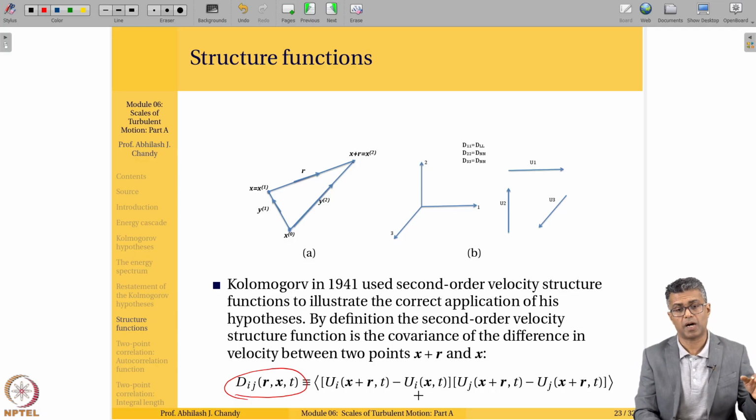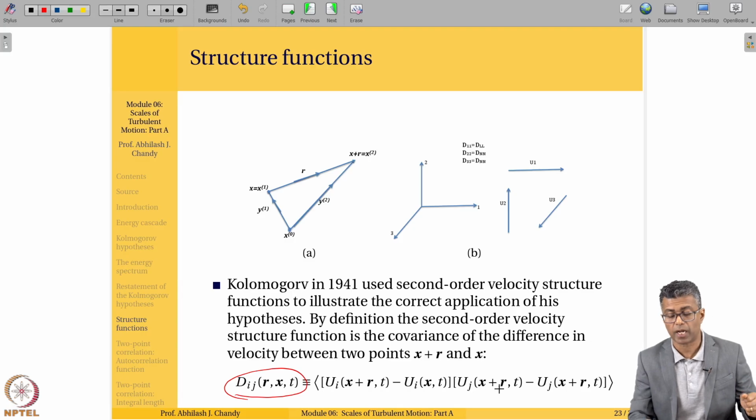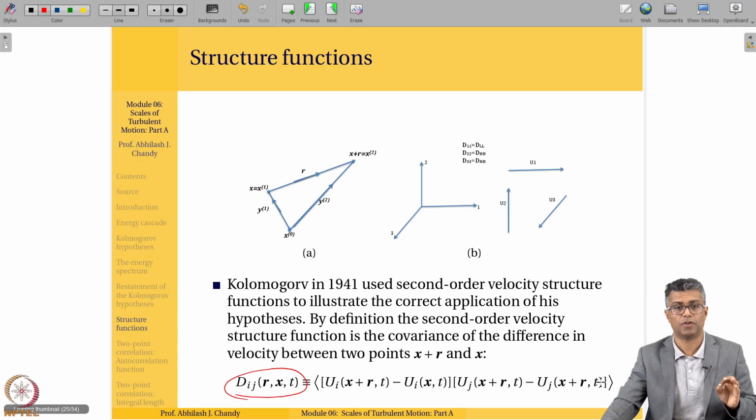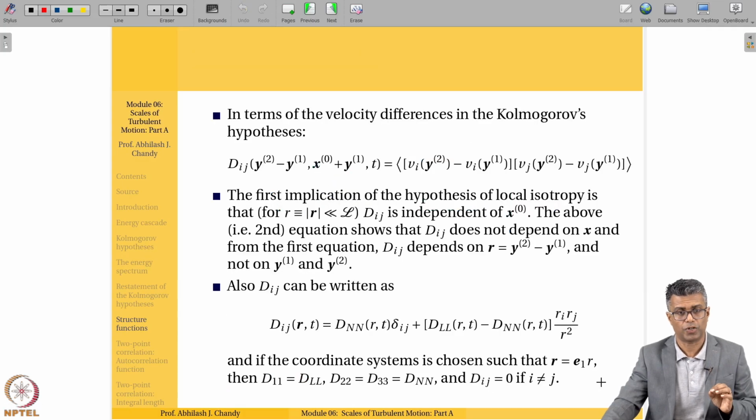So x and x plus r, isn't it? So r is the difference between the 2 points. So like I said, it is the covariance. So it is ui(x plus r) minus ui(x). Remember, it is a covariance of the velocity differences. So it is ui(x plus r) minus ui(x), multiplied by uj(x plus r) minus uj(x). So here, this is the second order velocity difference or second order structure function.